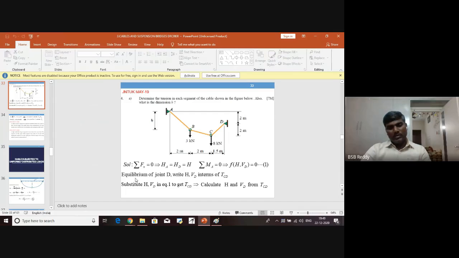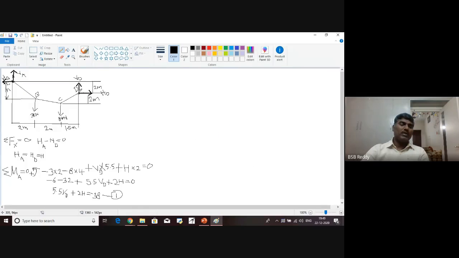Now what is the other step? Equilibrium of joint D you have to perform. So what is joint D? This one. To separate joint D, you have to release this connection. So what happens? This will be TCD. I'll write it here, like this.